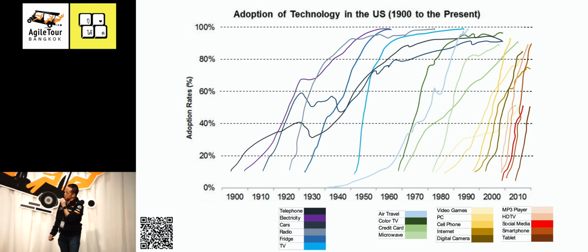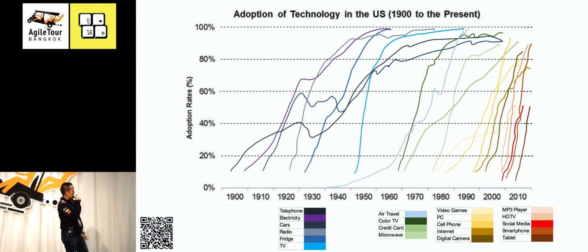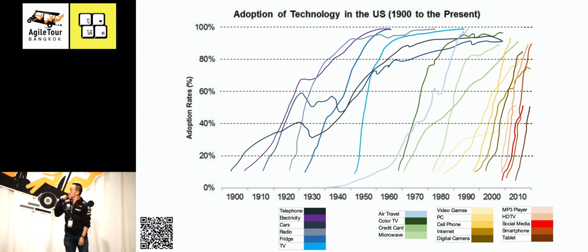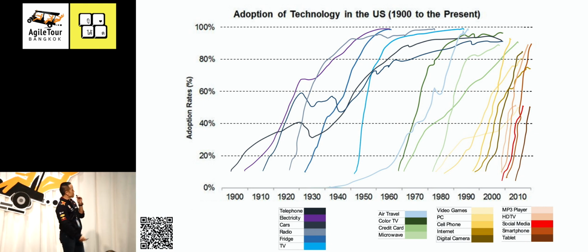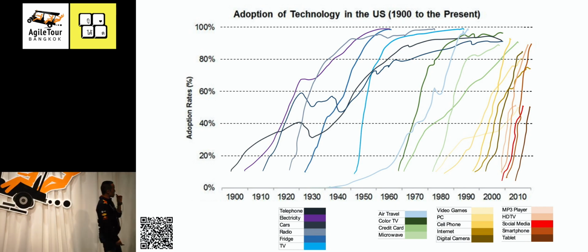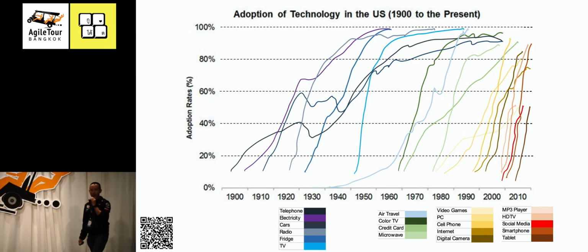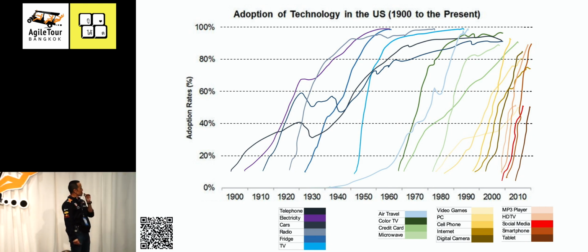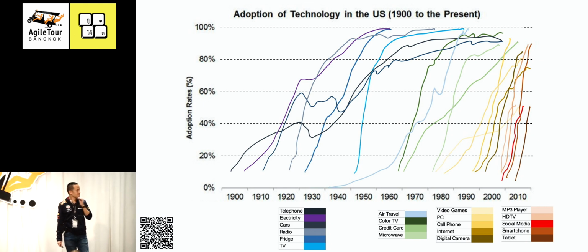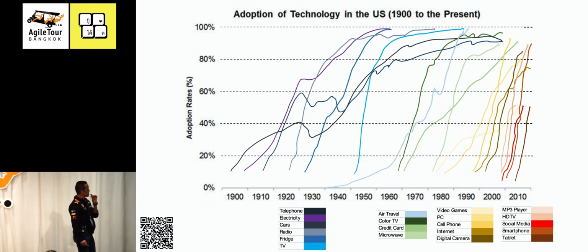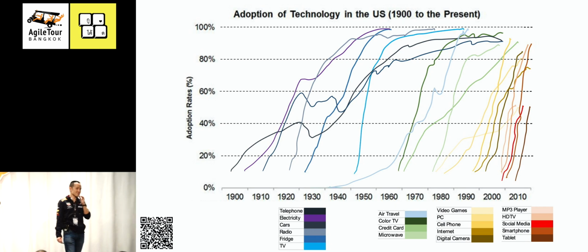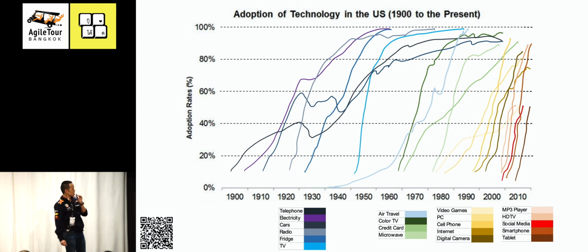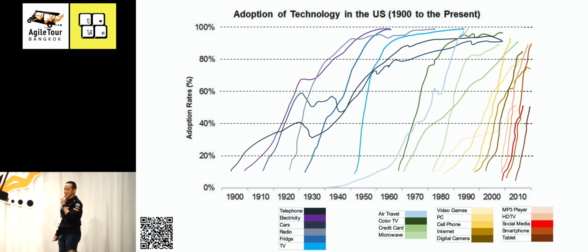If that doesn't convince you, this is something that I got from BlackRock. The adoption of technology in the US from 1900 to today. Telephone, electricity, car, radio, fridge, TV, all the things that we all have in our homes now. Air travel, color TV, credit card, microwave, video games, PC, cell phone, internet, digital camera, MP3 player, HDTV, social media, smartphone, and tablet. You guys seeing a trend?